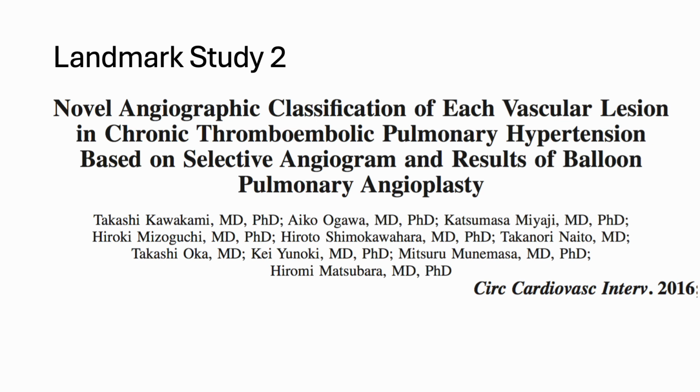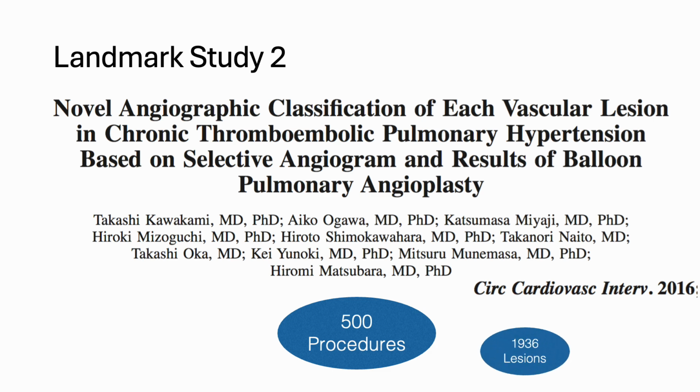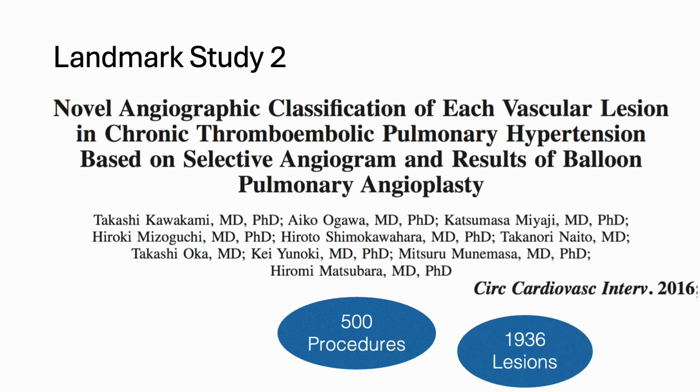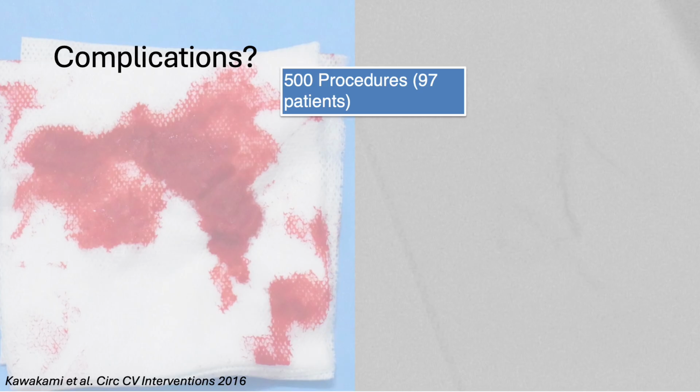And this is what really helped us to understand what this treatment looks like on a large scale, and how we categorize the lesions that we approach. So this is 500 procedures and 1,936 lesions that were treated. When we look at this large scale, what were the complications that they reported in 97 patients?